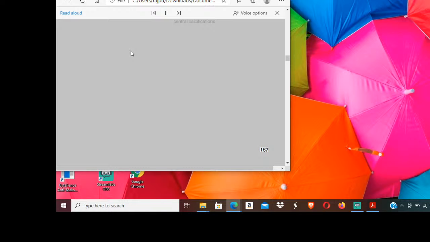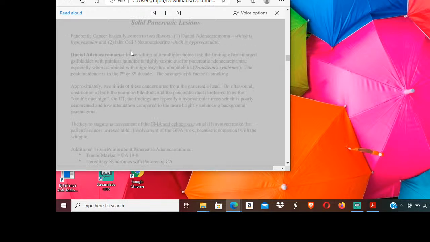Solid pancreatic lesions. Pancreatic cancer basically comes in two flavors: one, ductal adenocarcinoma, which is hypovascular, and two, islet cell neuroendocrine, which is hypervascular.